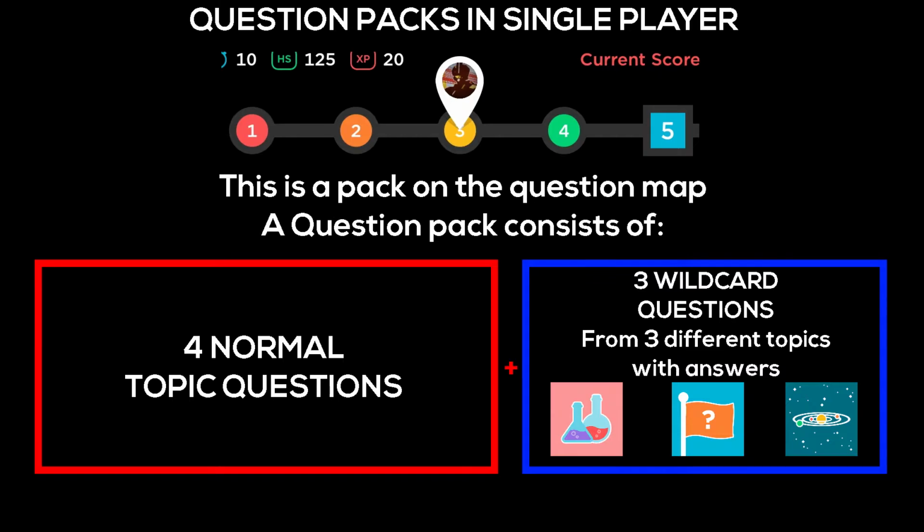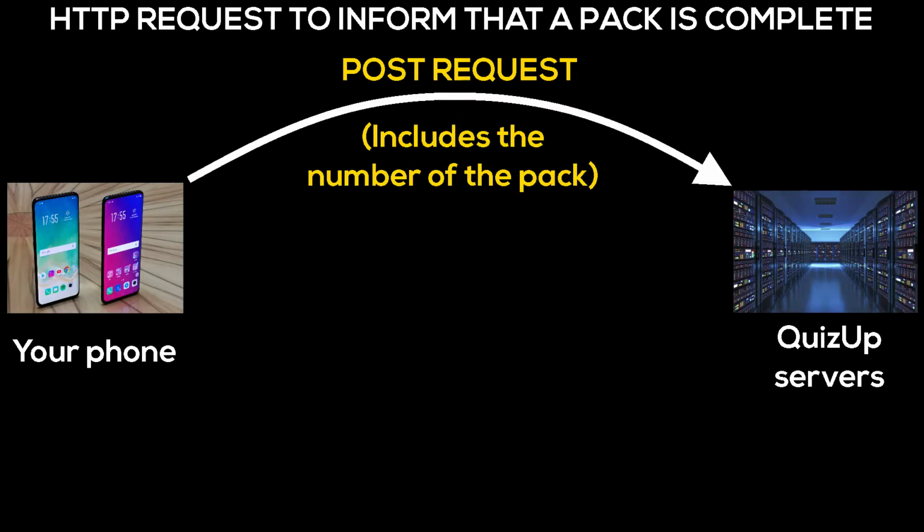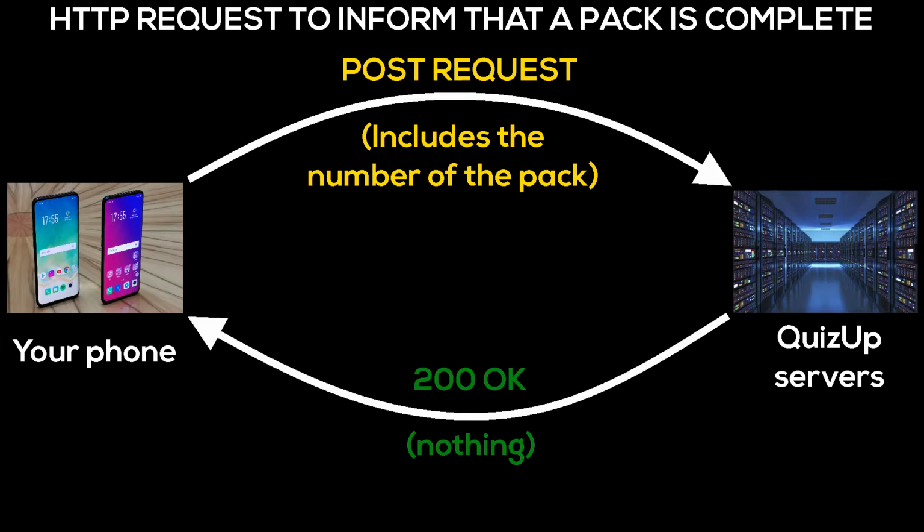We have the ability to send an additional API request to shuffle your wildcards, and it will give you another wildcard pack. When the client completes the first question pack, it can just send an API request to tell the server that that pack has been completed. The server is like, okay, you completed it. The server doesn't even respond with anything. It just gives you the status code that it's all okay.